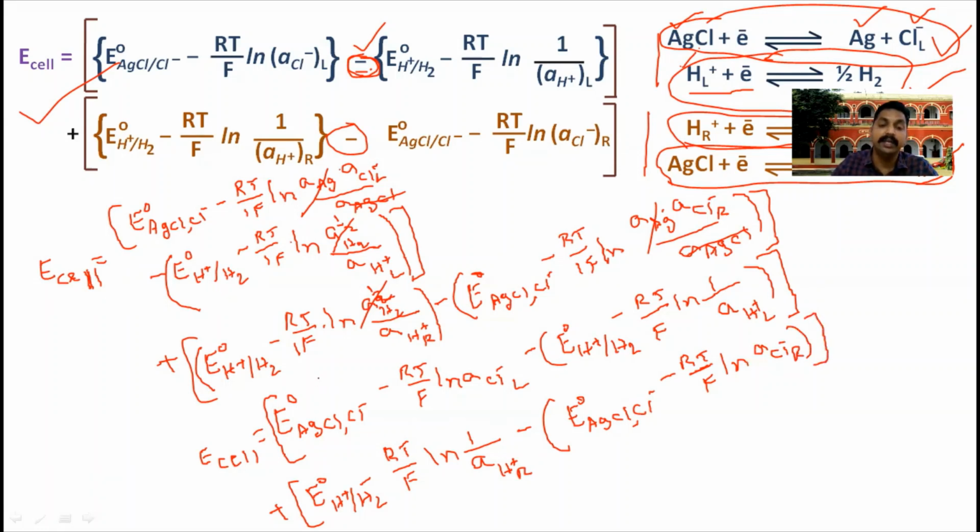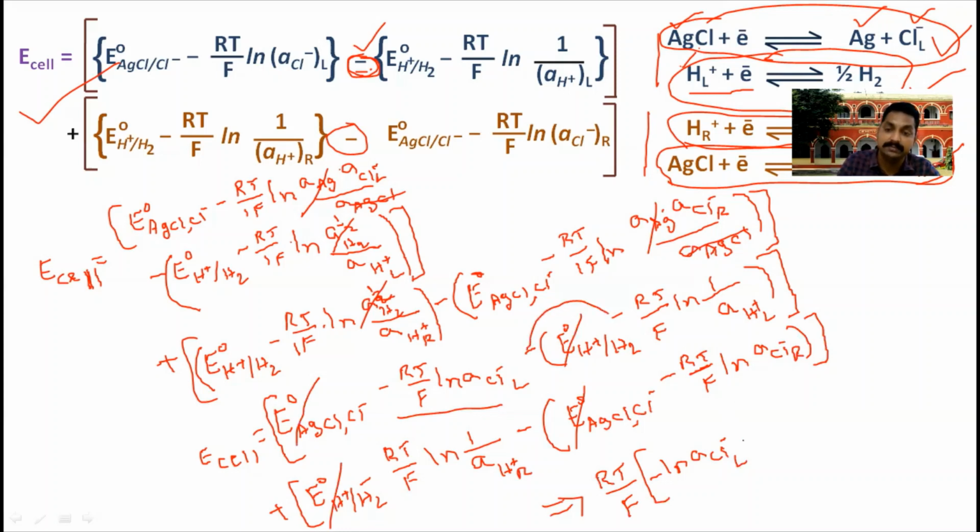हियर E नॉट AgCl टू क्लोराइड प्लस है, लेकिन यहाँ पर माइनस है, कैंसिल। अगेन E नॉट H प्लस टू H2, यहाँ माइनस है और यहाँ प्लस है, कैंसिल। तो बचा क्या है हमें? दैट इम्प्लाइज RT बाई F सब में कॉमन है, उसको बाहर ले आइए, RT बाई F इंटू, अब पहले यहाँ माइनस है तो माइनस Ln एक्टिविटी ऑफ क्लोराइड आयन ऑन लेफ्ट हैंड साइड। यहाँ माइनस इंटू माइनस प्लस, तो इसका मतलब प्लस ln 1 by activity of H plus ion on left hand side.